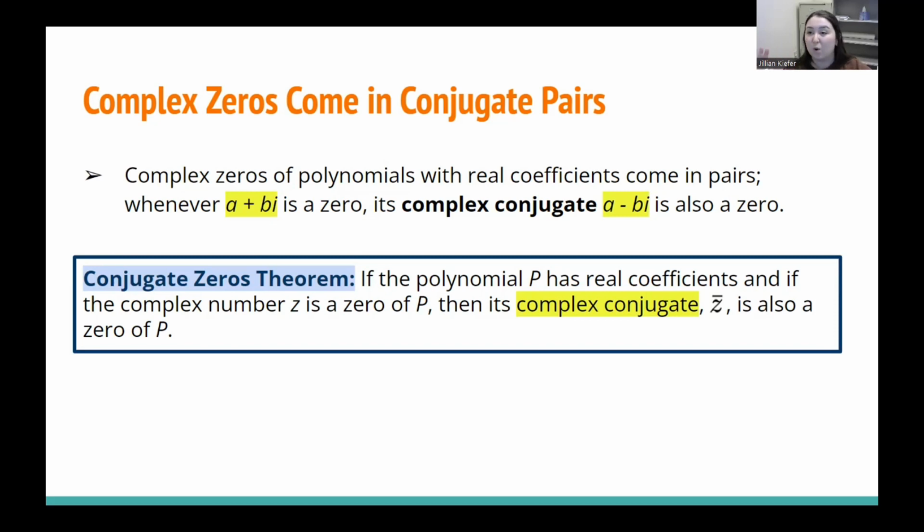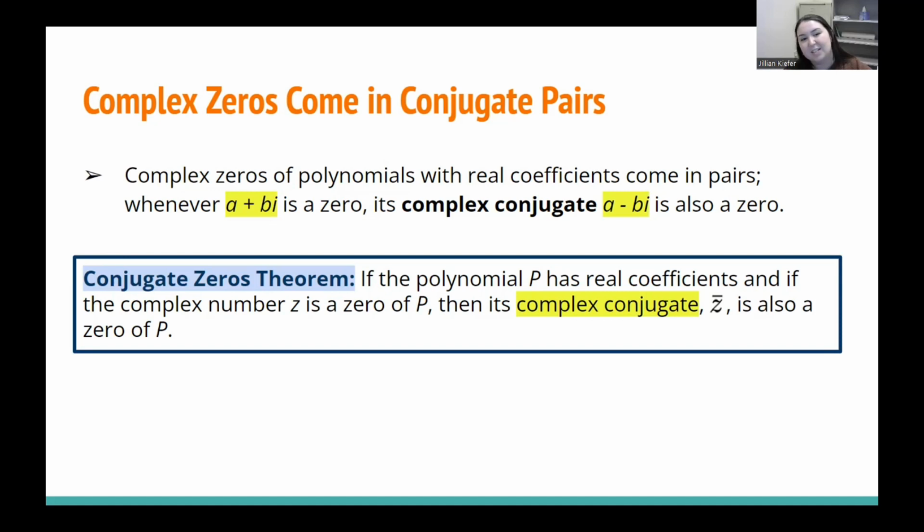So if you get that one is a 0, the other one has to be a 0 as well, because they're always coming in pairs. So if you're told that some number like 3 plus 2i is a 0, 3 minus 2i has to be a 0 as well. They're always coming in those pairs. And it always comes from the fact that we have to take a square root. And when we do, we get the plus or minus version out of it.